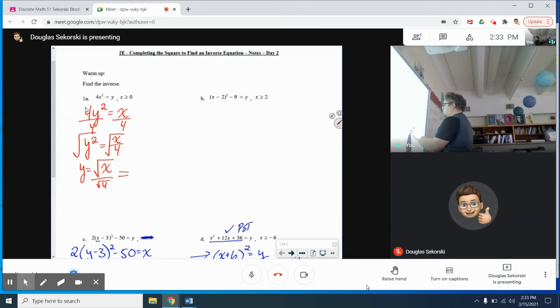So we're going to make two changes. We're going to look up at the top and we see it was originally y. So I'm going to rename as y inverse. And then I'm going to write square root of x divided by 2.